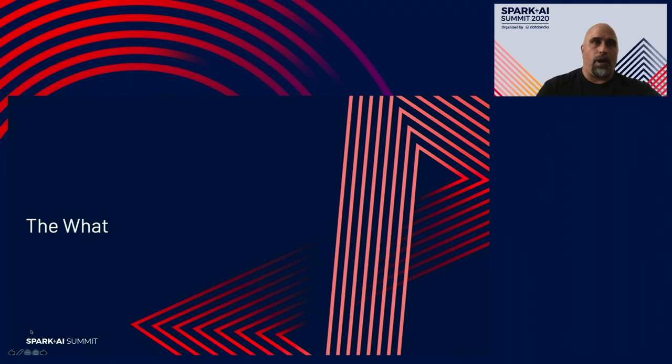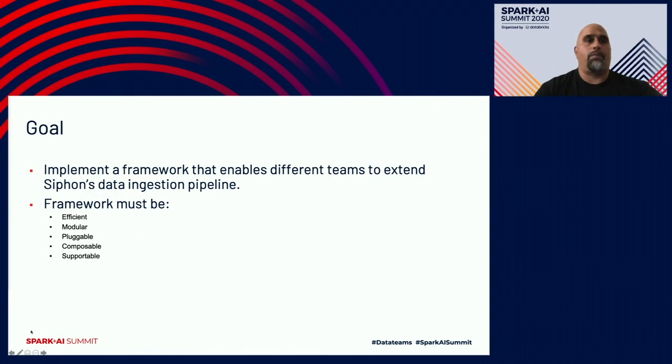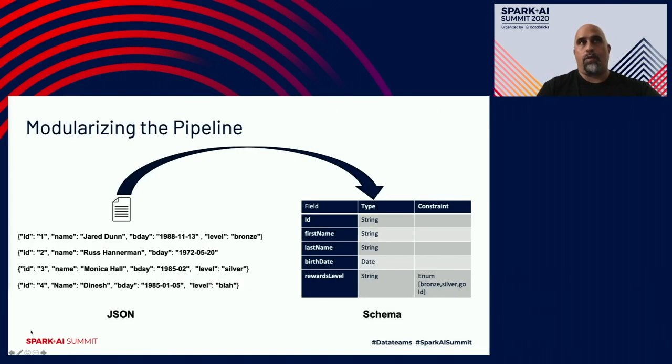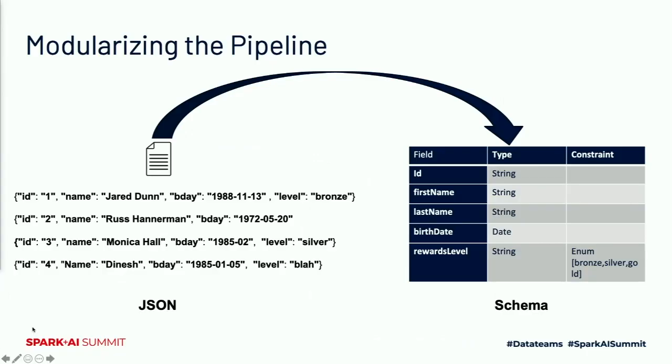This leads us to the what. And we're going to talk more about option C. We need to implement a framework that enables different teams to extend Siphon's data ingest pipeline. So at a high level, what we need is raw data as input, and we're showing that on the left-hand side, and a target schema, which we're showing on the right-hand side. The intent of the framework is to transform that raw data into something that fits into that target schema.